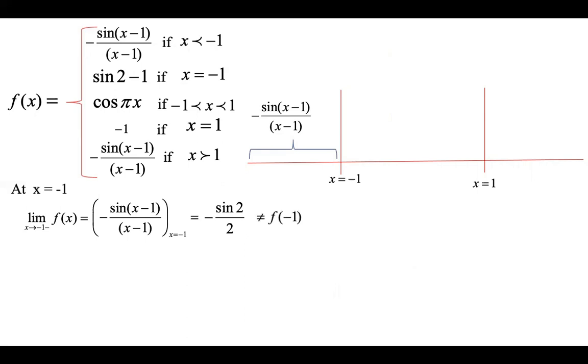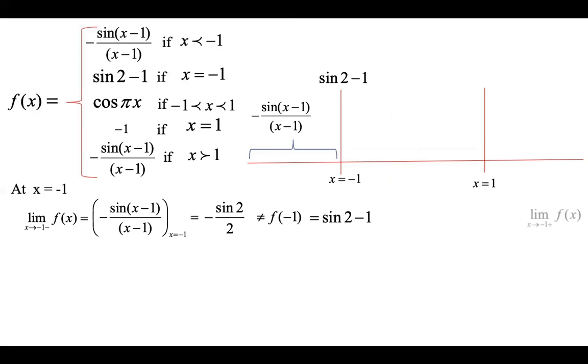which is not equal to f of -1. The value of the function at -1 is sin 2 minus 1. Right. Therefore, this minus sin 2 by 2 is not equal to sin 2 minus 1, which is f of -1, means at x is equal to minus 1, it is not left continuous. Let me check at right limit. Same for the f of x, at minus 1 only.